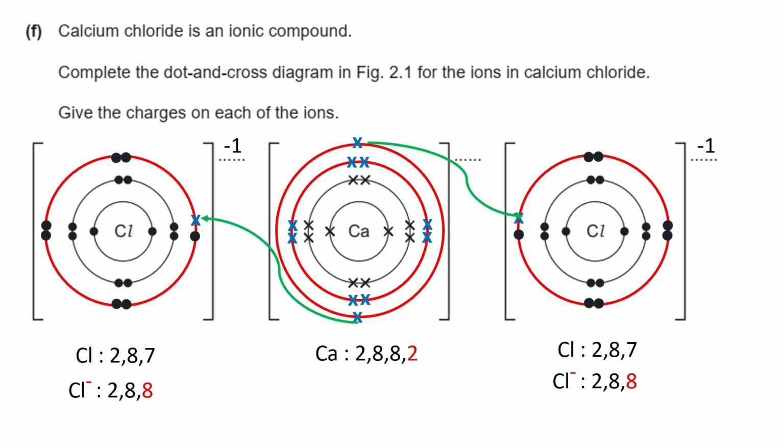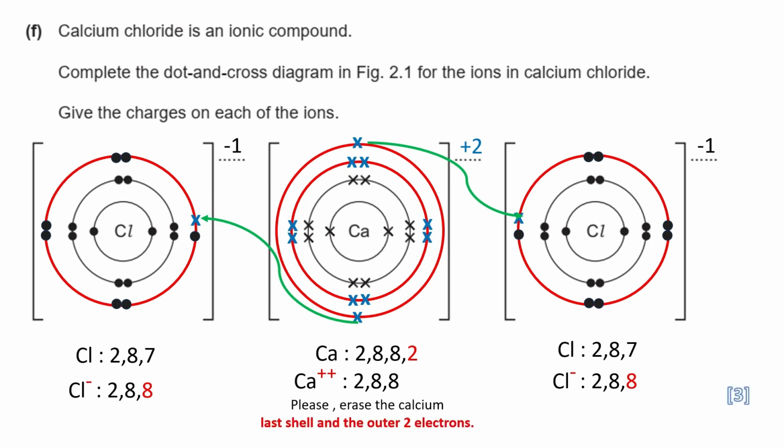What about the calcium atom? When it loses 2 electrons, what would happen? It turns into a calcium ion, Ca 2+, 2,8,8. Where is the fourth shell? It is missed, like the 2 electrons. No fourth shell is found, so we have to erase this outermost shell. Please erase the calcium last shell and the outer 2 electrons.